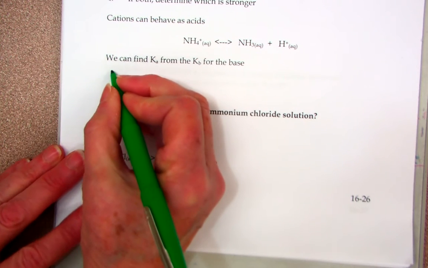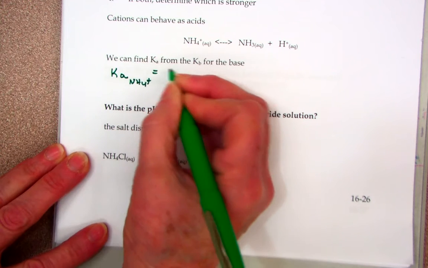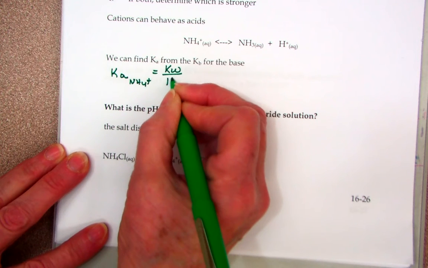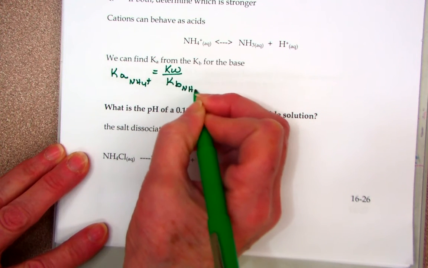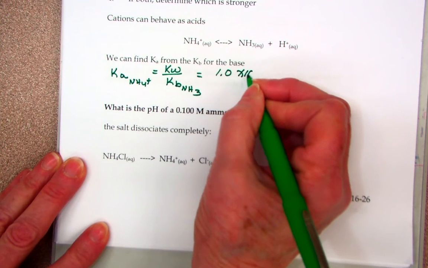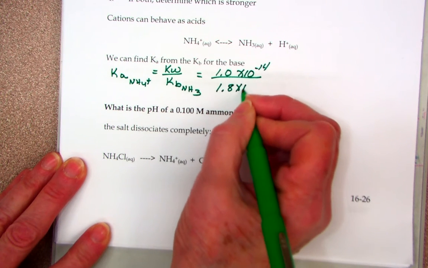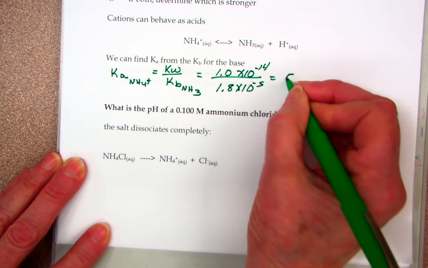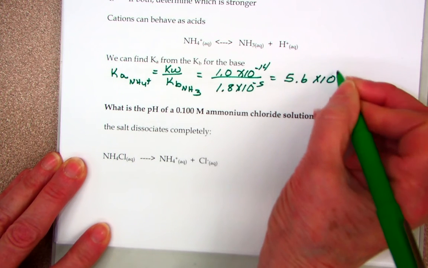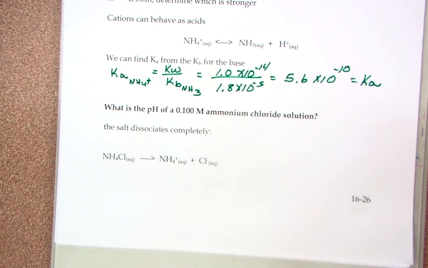So, let's go ahead and do that. Ka for ammonium is equal to Kw divided by Kb for ammonia. So that's equal to 1.0 times 10 to the negative 14th divided by 1.8 times 10 to the negative 5th, and that's equal to 5.6 times 10 to the negative 10th, and that's equal to my Ka. So anytime we have the conjugate acid of a weak base, then we can find the Ka for that.